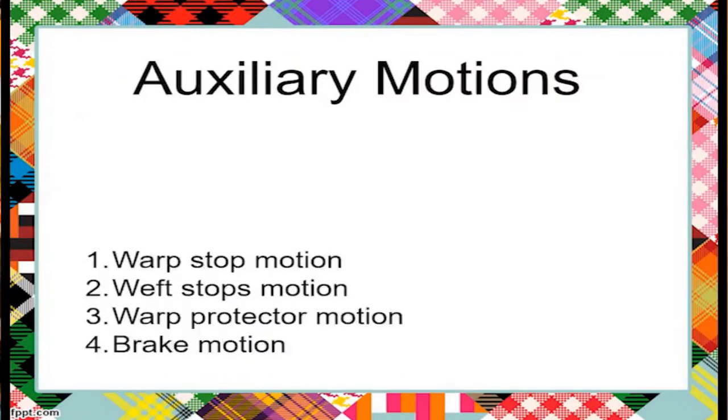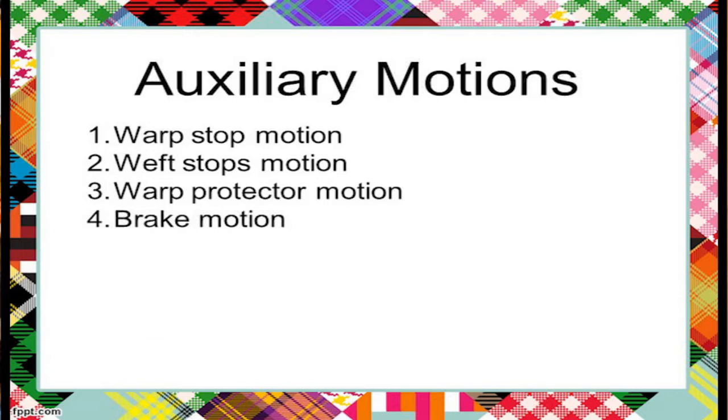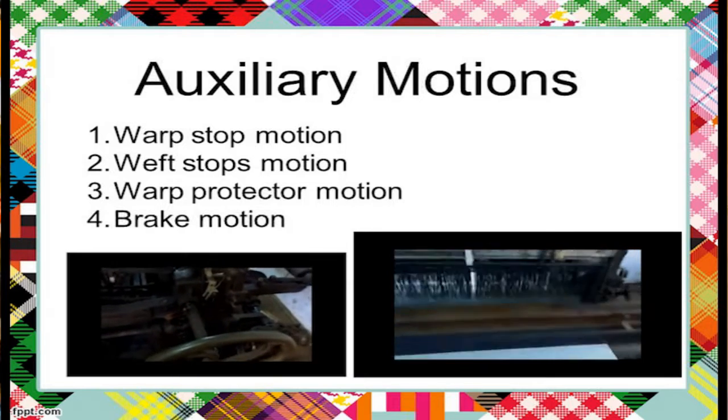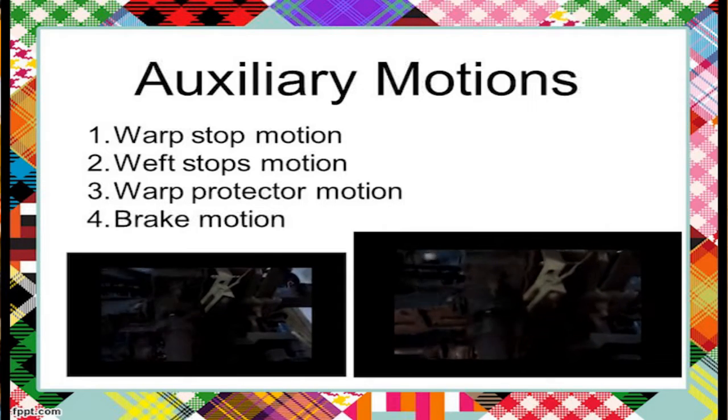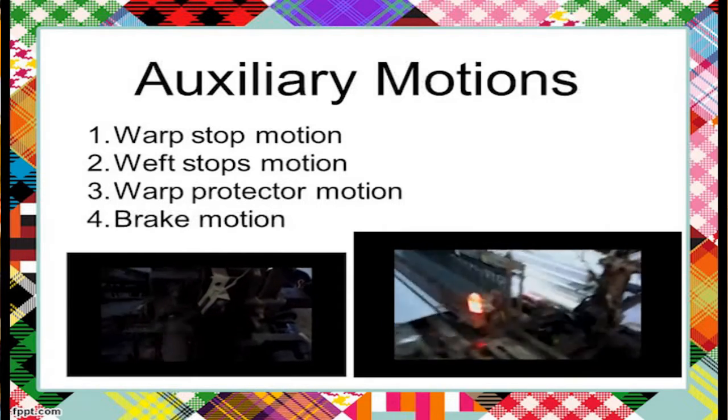In order to produce a good quality of cloth and to prevent damage, it is necessary to have some stop motions provided on the loom. These are called auxiliary motions. Auxiliary motions are added to the loom to get high productivity and good quality of cloth. Next, I will explain some common auxiliary motions of the loom. First is the warp stop motion. It is to stop the loom when a warp thread breaks or is excessively loose.